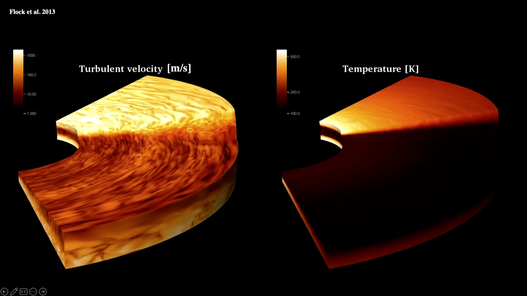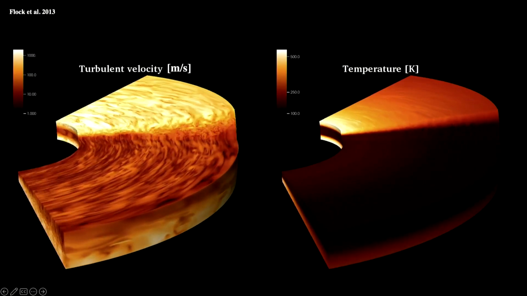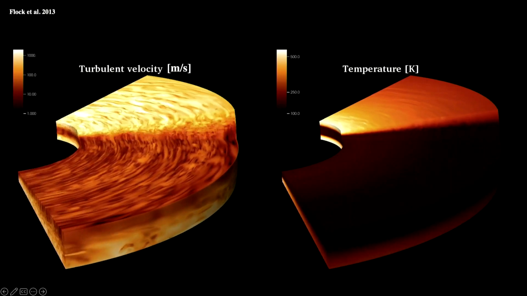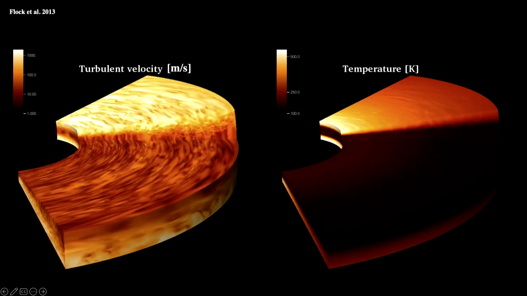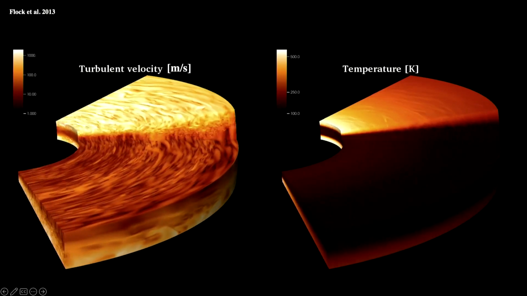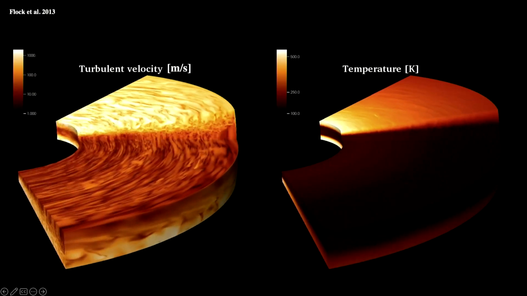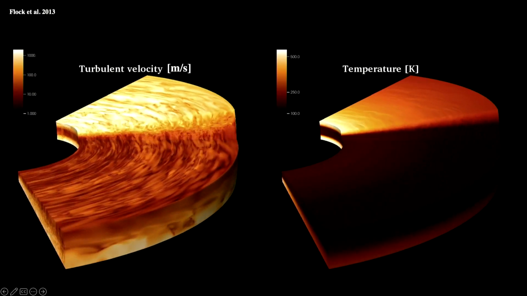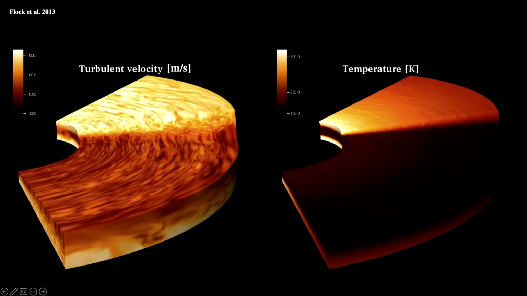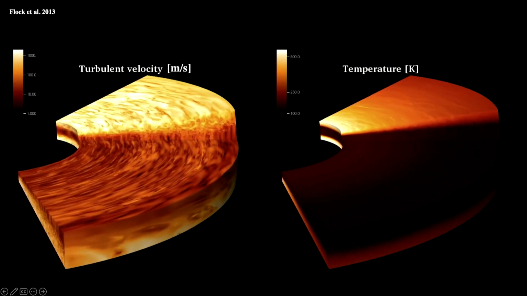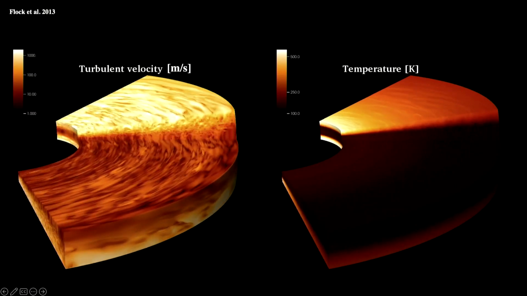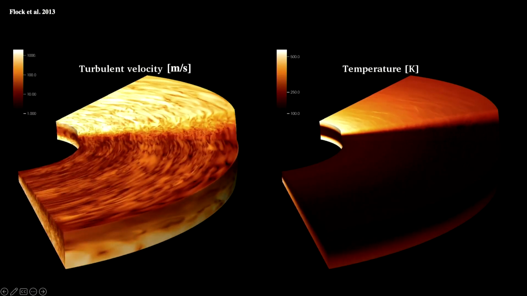So let's look at this movie, which shows you a 3D radiation MHD simulation. You see the irradiation layer, and turbulent velocities of several hundreds of meters per second in the midplane layer, reaching up to 1,000 meters per second in the heated layers. And you see even current sheets can heat the already irradiated material even more.